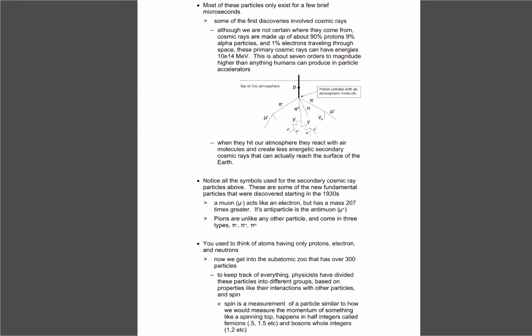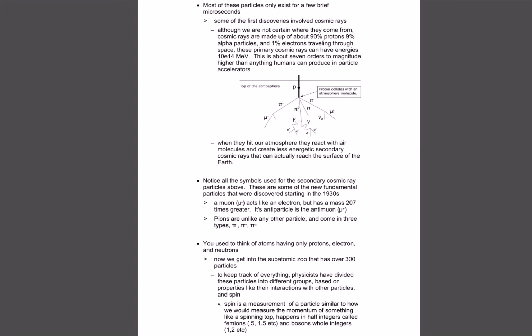It started with cosmic rays. If you look at this diagram, cosmic rays are basically particles coming from space, things like protons, alpha particles and electrons, but mostly protons, about 90% of them. They come in at 10 to the 14 mega electron volts, so billions upon billions of electron volts. That's a massive amount of energy, and when they hit our atmosphere they collide with something like hydrogen, helium or nitrogen, and those collisions cause these protons to split apart.